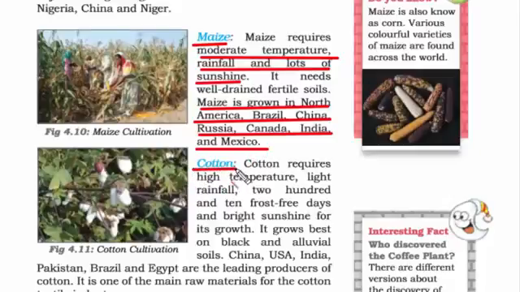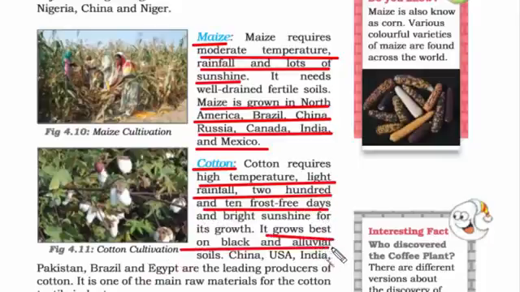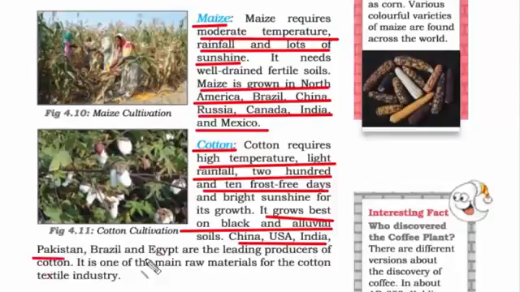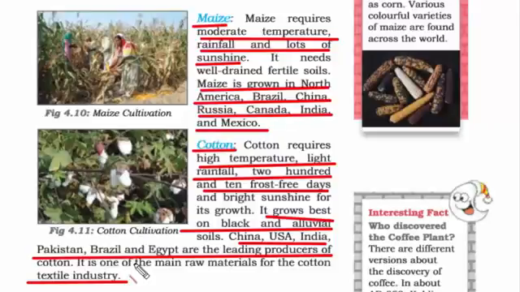The next crop is cotton. Cotton requires high temperature, light rainfall and 210 frost-free days. It grows best on black and alluvial soil. China, USA, India, Pakistan, Brazil and Egypt are the leading producers of cotton. It is one of the main raw materials for the cotton textile industries.